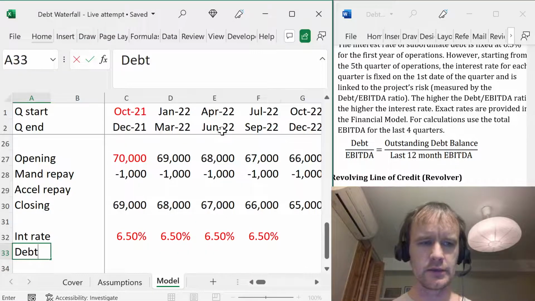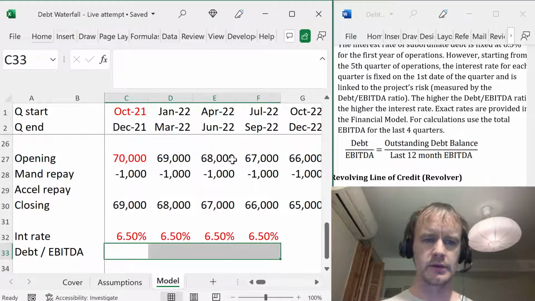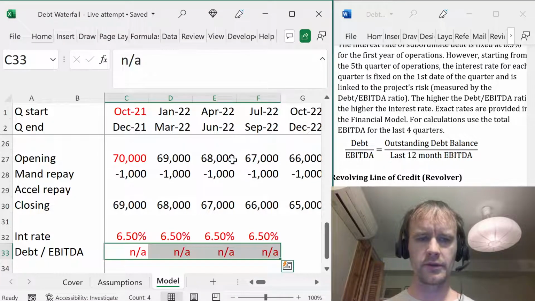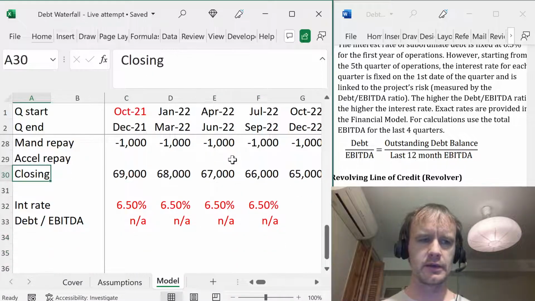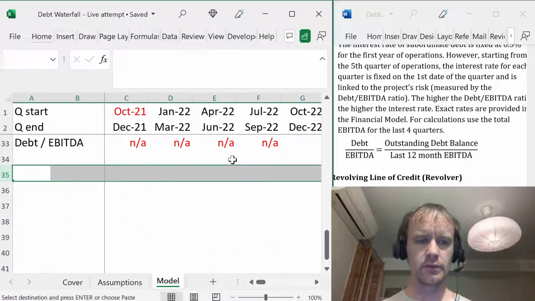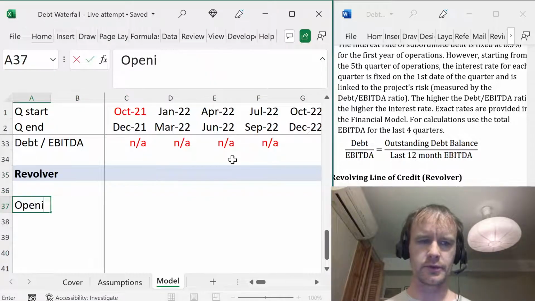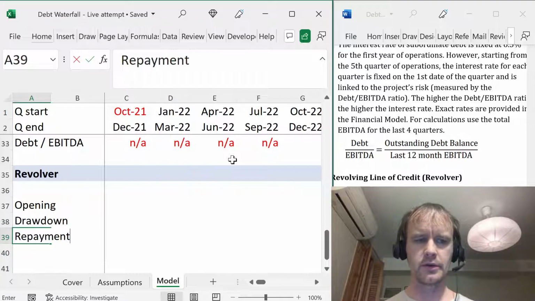So what is this rate? We want debt to EBITDA, and we want last 12-month EBITDA. So again, I'm just going to make an exceptional formula there that says not applicable. And now the other thing that we need is our debt is going to include our revolver. We haven't modeled it yet, but we can just put in a shell so that we have the placeholders. We're just going to want open, change, or you could separately do drawdown, repayment, and closing.